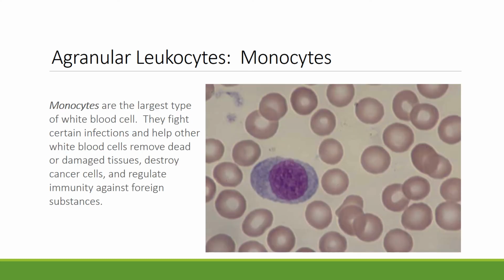The largest white blood cell is the monocyte. The job of the monocyte is to fight certain infections and to help other white blood cells remove damaged tissues or dead cells, and destroy cancer cells and regulate immunity against foreign substances.